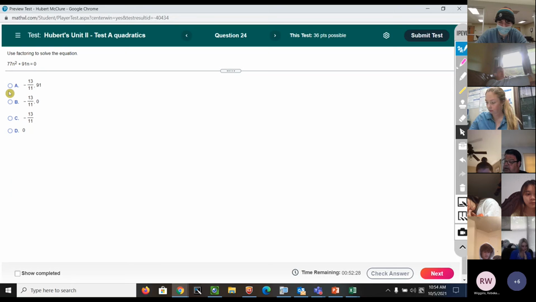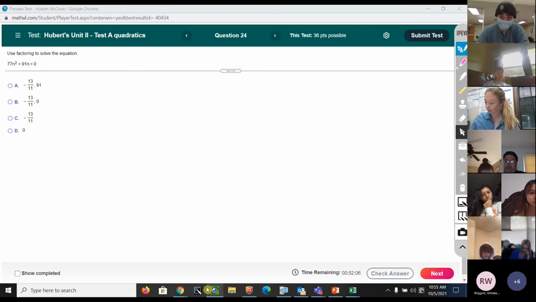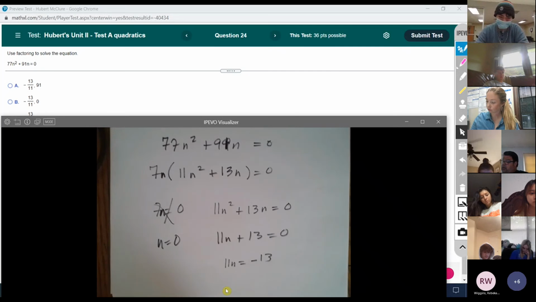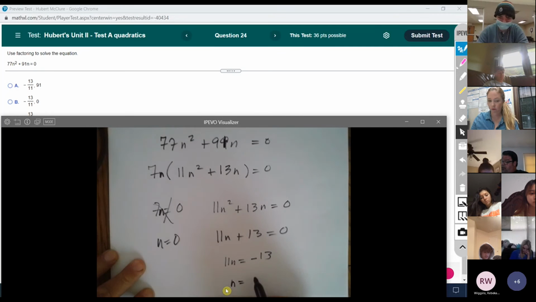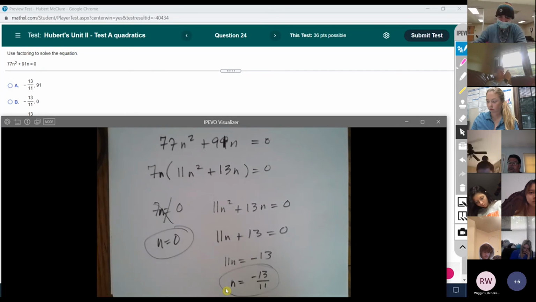We could have factored out an n also. I didn't think about that. n is equal to 0, and that's going to be 11n plus 13 is equal to 0. 11n is equal to negative 13, sorry. And n is equal to negative 13 over 11. So 0 and negative 13 over 11.